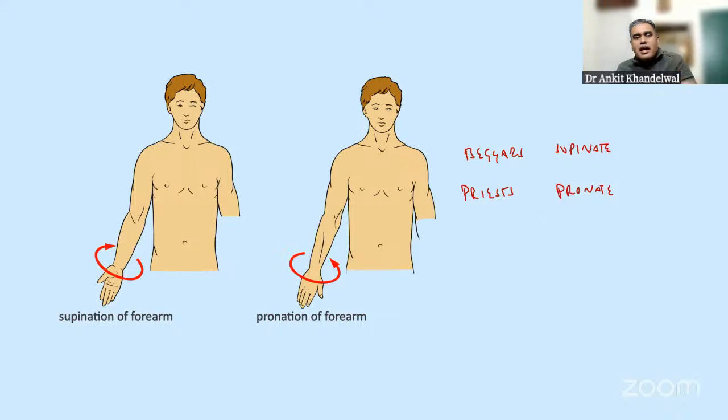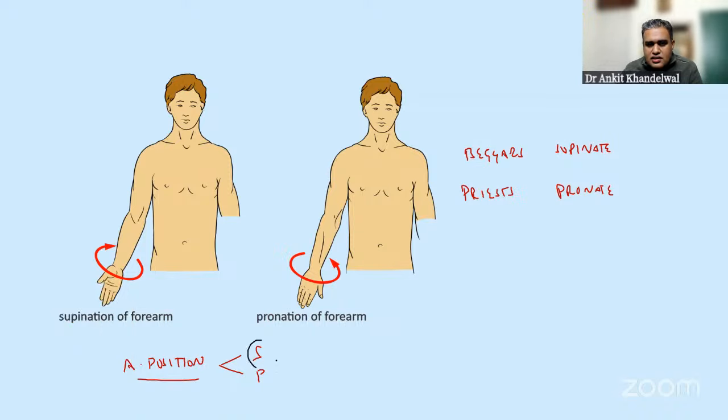Priest will pronate and beggars will supinate. If they ask you, tell me, in the anatomical position of a human body, the forearm is placed in a supination or a pronation position. That can be a question. What would be the answer? In an anatomical position, what would be the position of the forearm?